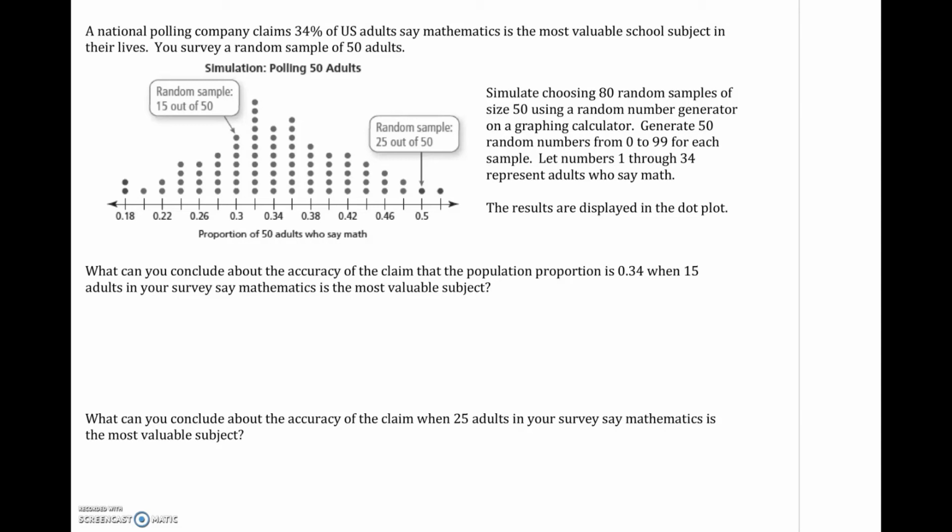So if you look here on the side, there's a description about how the simulation was done. If you read through that, hopefully you understand what's going on here. We're simulating and picking 80 random samples of size 50 using a random number generator on a graphing calculator. Now, why is it 80? It's not like there's some magic number.